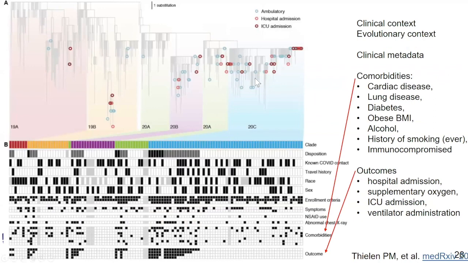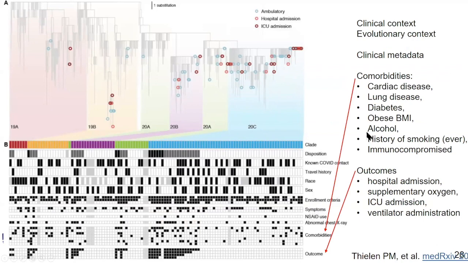So I won't belabor this too much. These figures are getting complex. They're all in the publication that's in medRxiv. But I'll just point out that one of the things we did was look at clinical parameters. So their disposition, where were they? Did they have a known COVID contact? Had they travel history? What was race and sex?